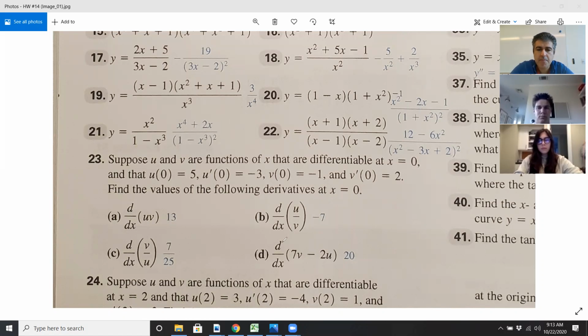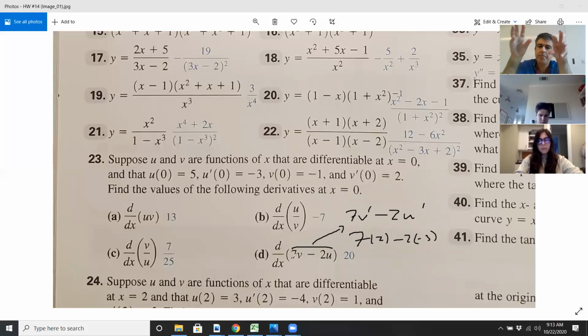Okay, someone asked about 23D. So this is straight up the derivative of each of these individually. So the derivative is 7v prime, yep, sorry about that, 7v prime minus 2u prime. The derivative of v is 2. The derivative of u is -3.